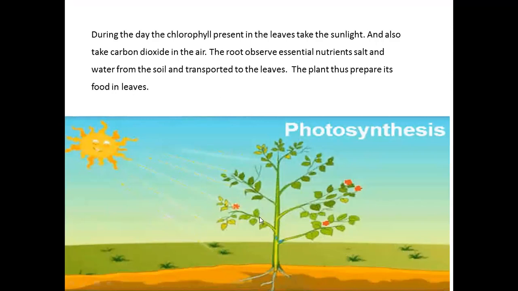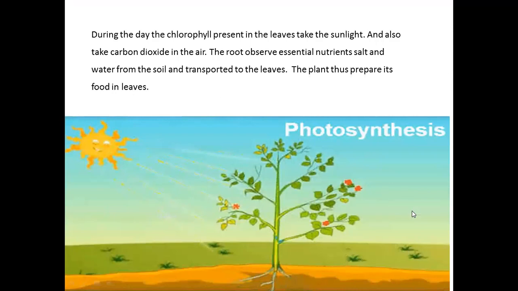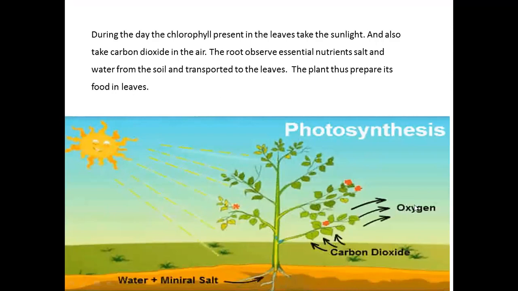And transport it to the leaves. And thus in such a way, the plant prepares its food in the leaves. And they take in carbon dioxide and take out oxygen. While the process in the human is opposite, the human being takes in oxygen and takes out carbon dioxide.